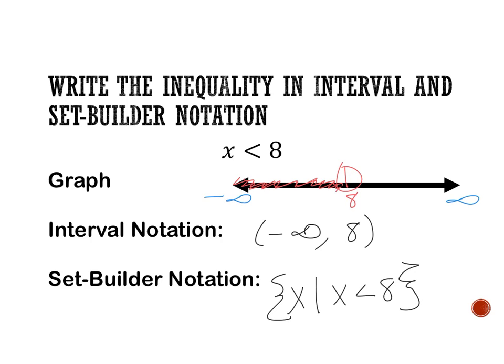Alright, here's my interval and set builder notation. You'll notice since there was an open circle, or an open dot, at 8 that I had a parentheses. Remember, the only time you use a bracket is when you have a closed dot. And this is my set builder notation. Alright, we're going to be using these notations in all of our work from here on out whenever we solve an inequality.